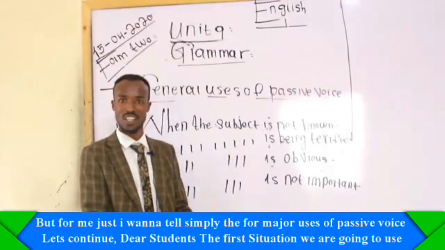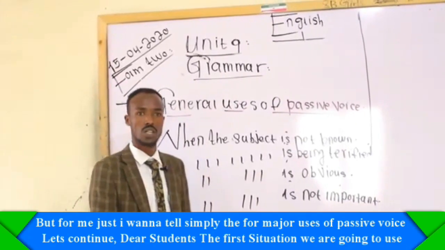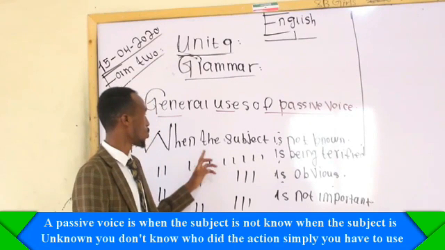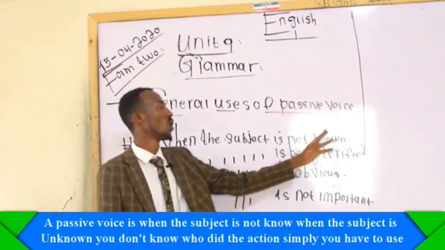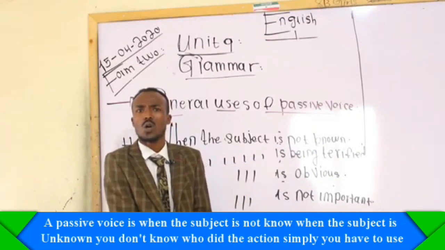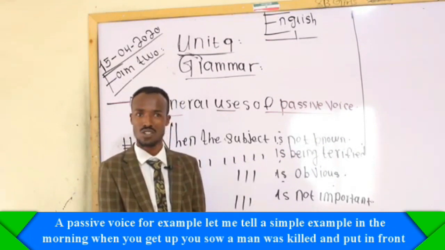Let's continue. Dear students, the first situation in which we use passive voice is when the subject is not known, when the subject is unknown. You don't know who did the action. Simply, you have to use passive voice.